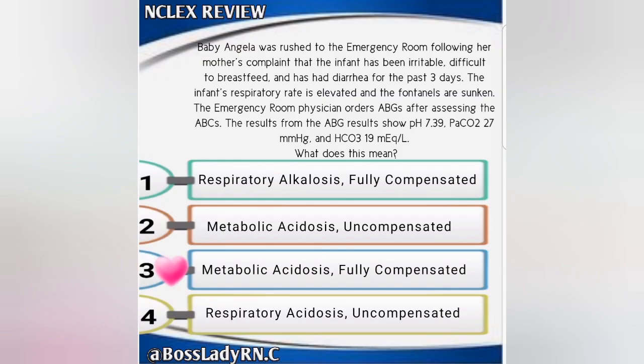The correct answer is option 3. The cause of the problem has nothing to do with the lungs, and so the diarrhea for 3 days is a metabolic problem, and since it's not vomiting or suctioning, it's metabolic acidosis. And we will say it's a full compensation because the pH is within normal range. Hope it's more understandable now.